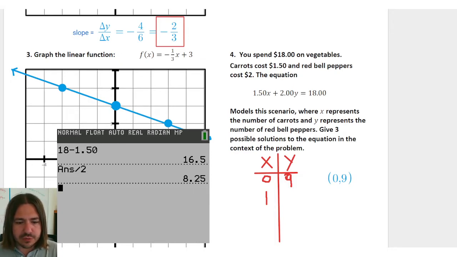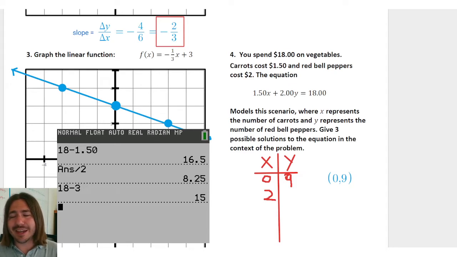So let's see here. Go back here. So yeah, I'm just going to delete the 1 because that's not going to work, and I'm going to jump to 2. So if I get 2 carrots, 2 times 1.50 is $3. So 18 minus 3 is going to be 15, and that's not an even number. So if I divide that by 2, that is, once again, unfortunately, going to give me a decimal. So we don't want that either. Same thing's going to happen for 3. If you continue this process, you'll eventually figure out that 4 is going to work.